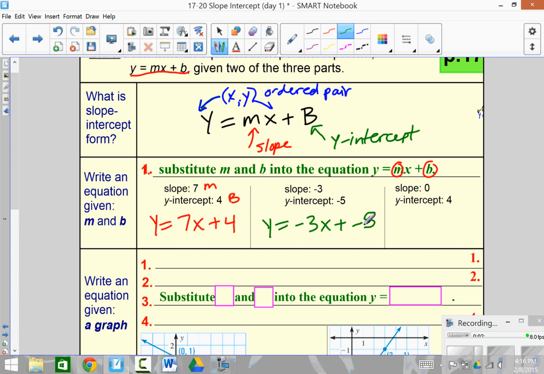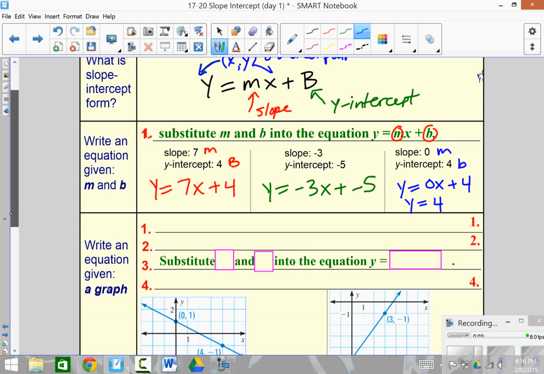Same thing. Last one, slope is 0, y-intercept is 4, so y equals mx plus b, y equals 0x plus 4. Well, 0 times x we know is 0. 0 times any number is 0, so really, if we wanted to, we could shortcut this and just write y equals 4. That's the same thing. Okay, so that's the easy part. If I give you the m and b, you should be able to write me an equation.